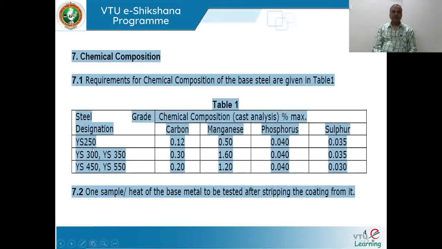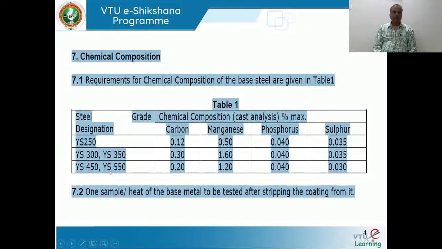Now if you see this YS250, where the yield strength is 250, the carbon content is approximately 0.12%, but of course it has the other three elements, manganese with 0.5%, phosphorus with 0.04% and sulfur with 0.035%. So this particular steel has a certain set of mechanical properties, which is a function of the carbon content and of course a function of the other alloy elements being added.